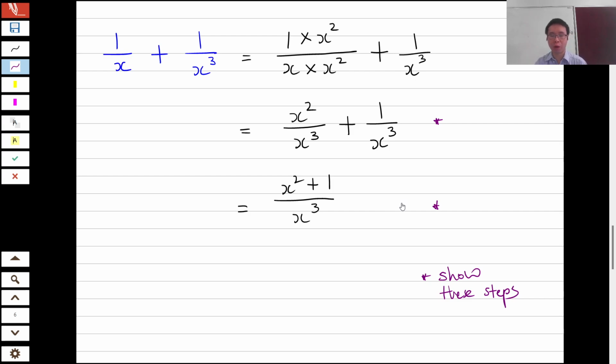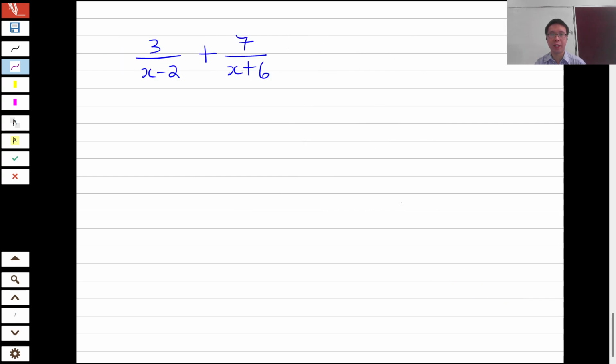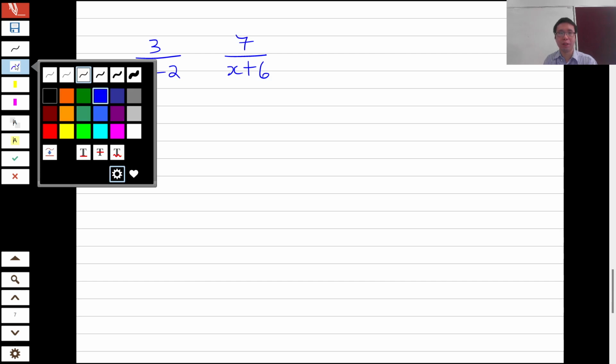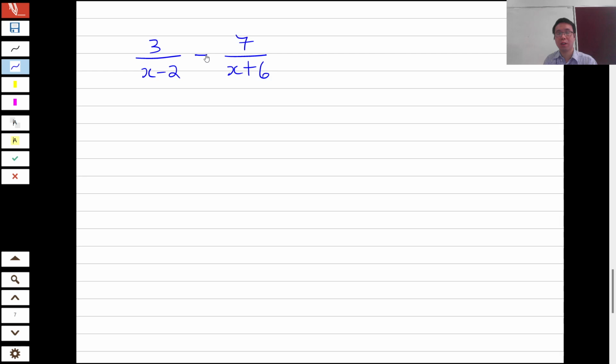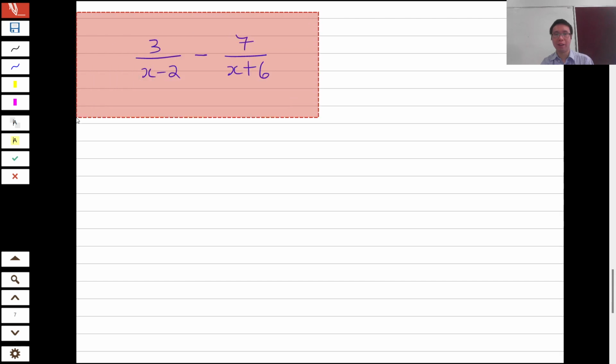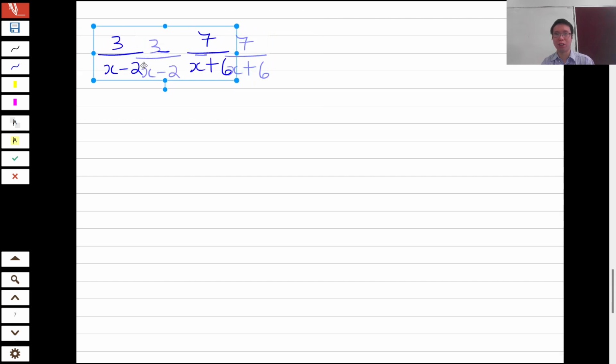Okay, I think I've got one more question and then we're leaving it there for today. Yep, that's it. Okay, I'm actually going to change this to a minus sign just to give us a bit of practice with negatives. So right now this looks like a mess. I've got two fractions and it's not just x on its own, it's x with something done to it, like minus 2 or plus 6. But think about what you would do.